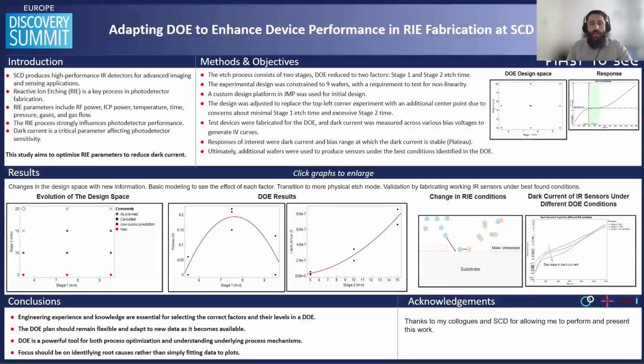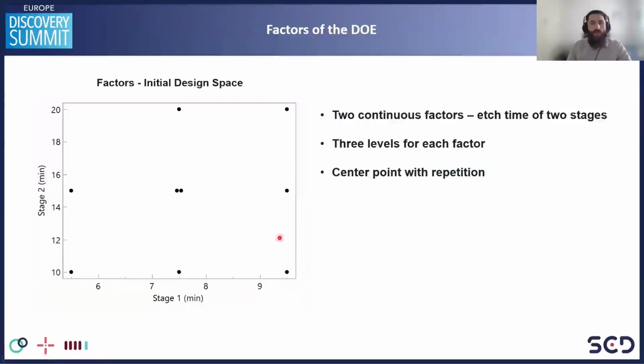So we started by creating a design space in JMP's custom DOE design platform. And then manually, we changed it to fit our needs. So we can see with the two continuous factors and at 3 levels, there are experiments with high and low levels of the factors and their combination at the corners. There are 4 midpoints and 1 center point.